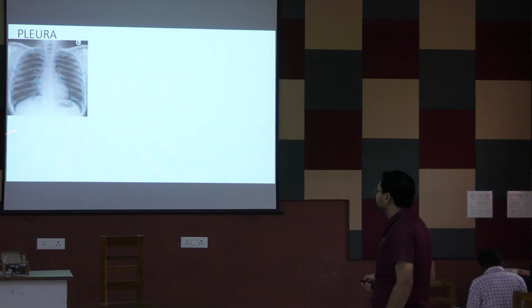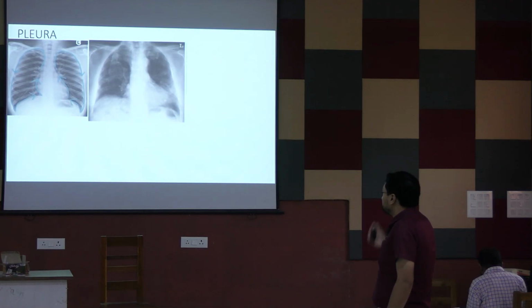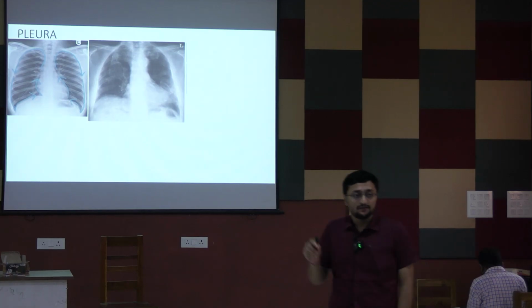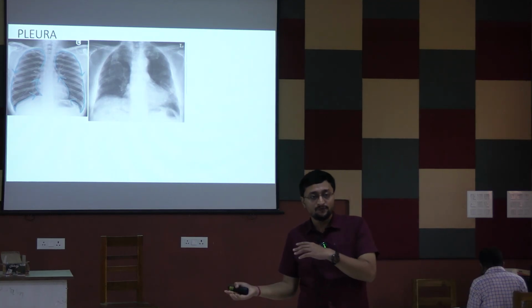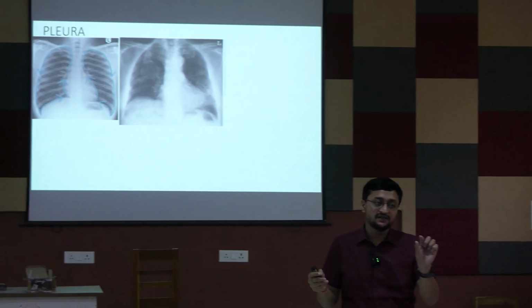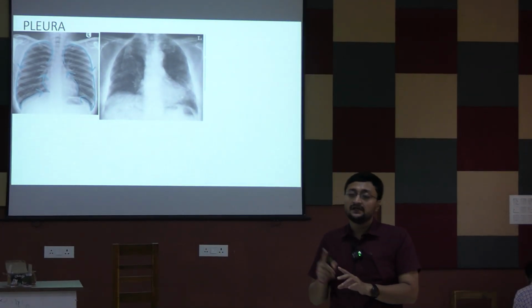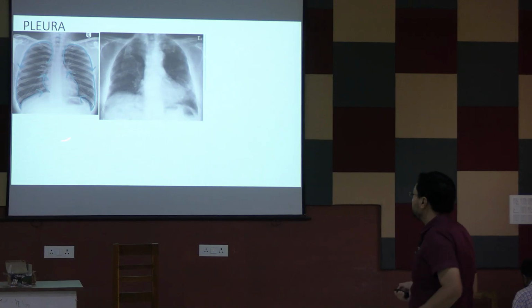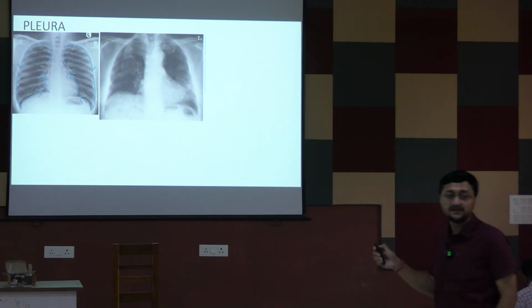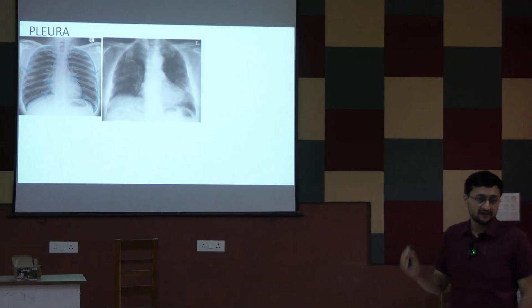Next, pleura. So first, before discussing pleura, you have to assess the costophrenic and cardiophrenic angle. This is important. And next, trace the pleural reflections. So these are the pleural reflections: diaphragmatic pleura and costal and mediastinal pleura. Any abnormality over there or not?